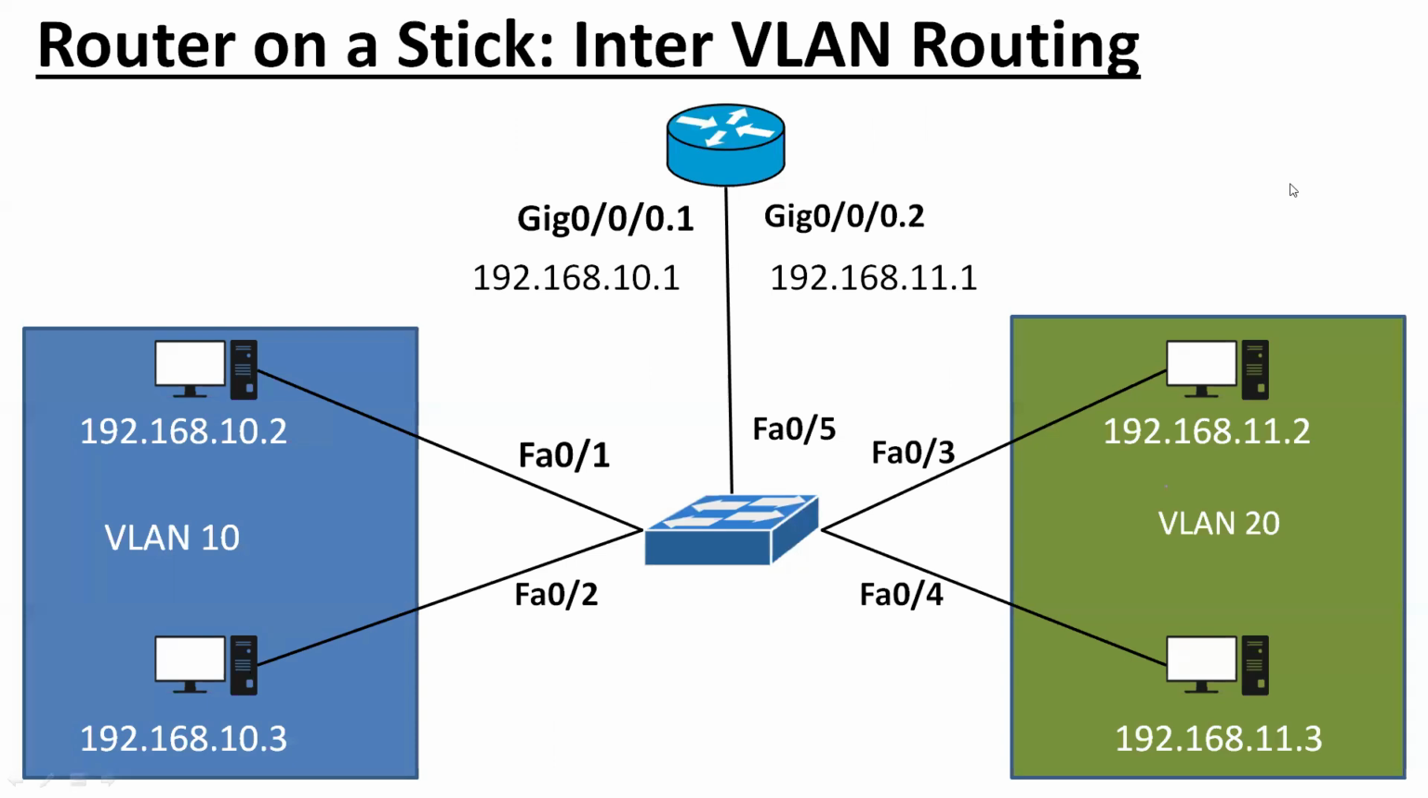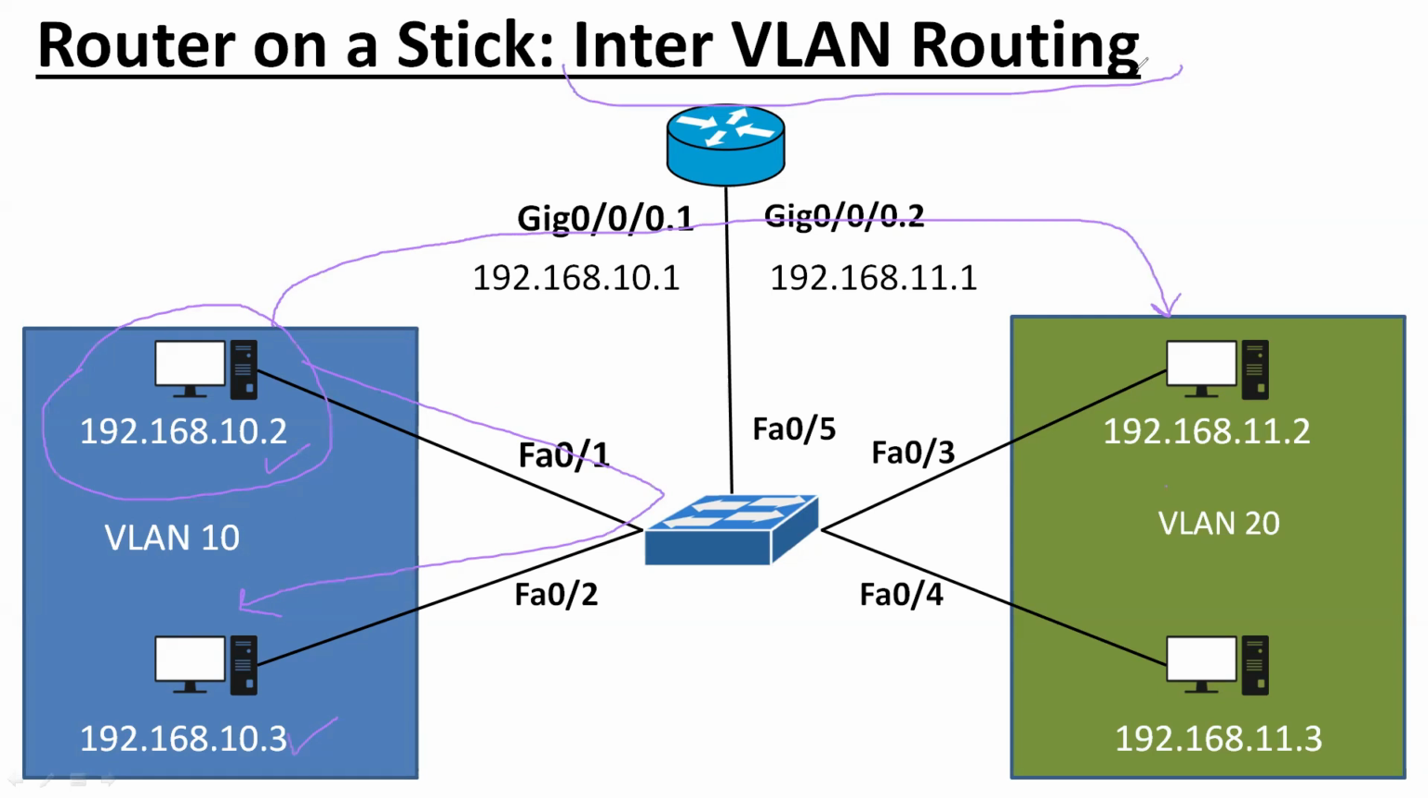As an example of inter-VLAN routing, let us assume this PC is a part of VLAN 10, so it can only forward the data within VLAN 10. That means 192.168.10.2 can forward data to 192.168.10.3. But if I want to forward the data from 192.168.10.2 to 192.168.11.2, that can only be done with the help of what?